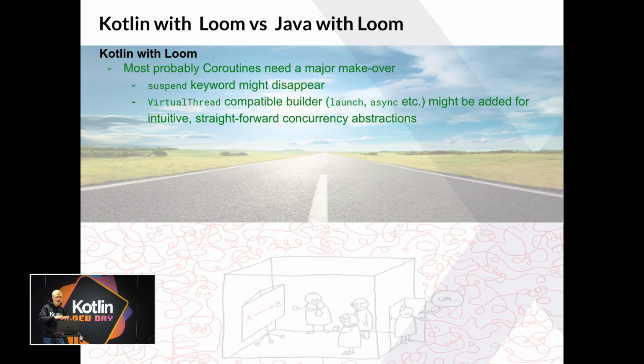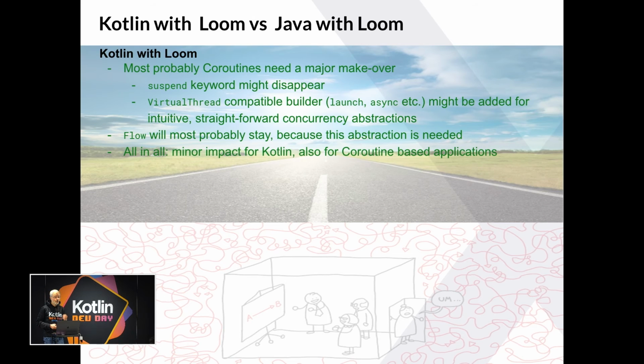So we might get beautiful builders that make virtual threads as manageable as with coroutines, with the benefit that they are non-intrusive, as long as it's a virtual thread. I think that would be really great. Flow will stay because we need such a construct. Maybe also some changes there, because Flow also has some suspend methods. They probably will be called differently. So all in all, for the Kotlin design team, it will be a big impact to make this all work. But for us as users, the impact, I think, is not very large.